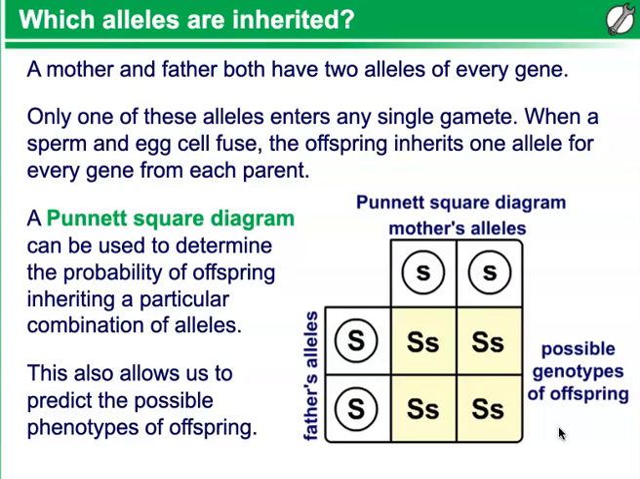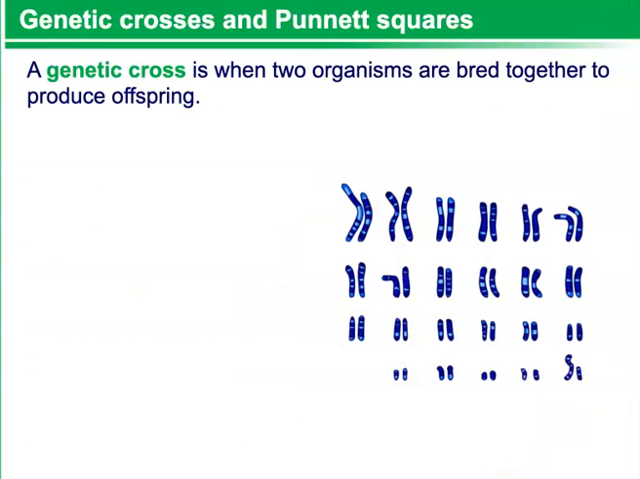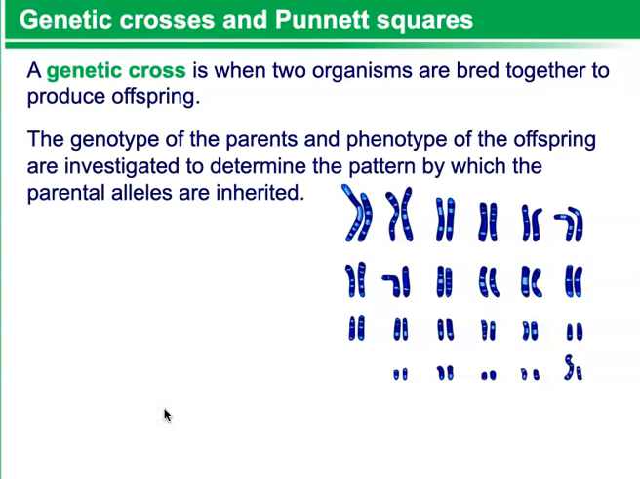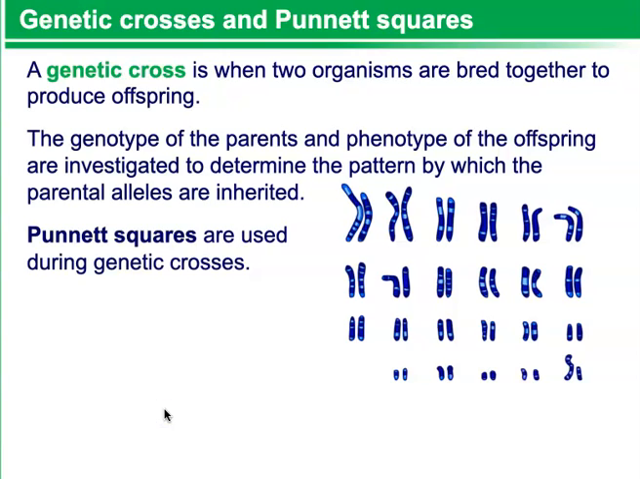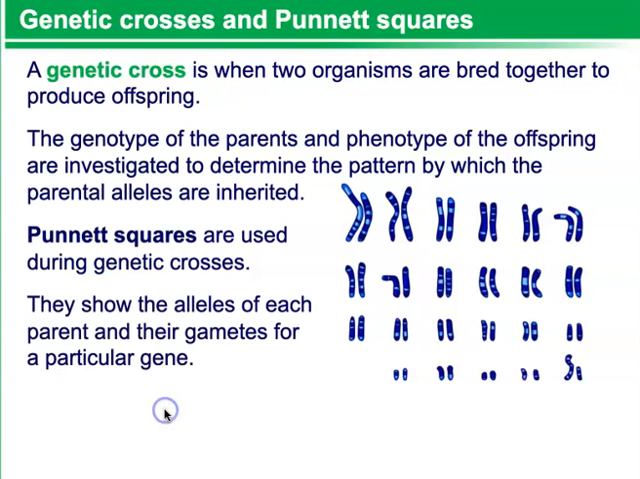This allows us to predict the possible genotypes and phenotypes of an offspring. Genetic crosses and Punnett squares. A genetic cross is when two organisms are bred together to produce offspring. The genotype of the parents and phenotype of the offspring are investigated to determine the pattern by which the parental alleles are inherited.